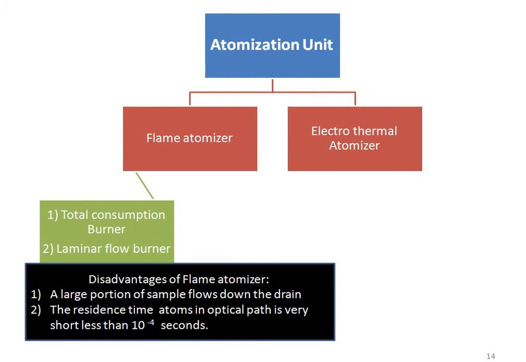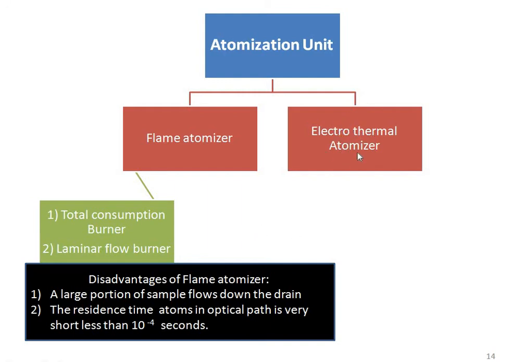There are two types of atomizer. The first is the flame atomizer and the second is the electrothermal atomizer. In the flame atomizer, we use burners like the total consumption burner and the laminar flow burner. But because of certain disadvantages, like a large portion of the sample flows down the drain and the residence time of atoms in the optical path is very short, that is less than 10 to the power minus 4 second, we can use the electrothermal atomizers.